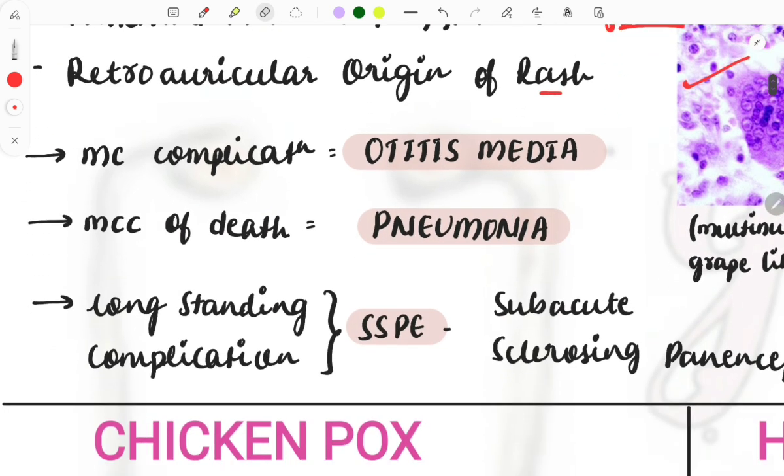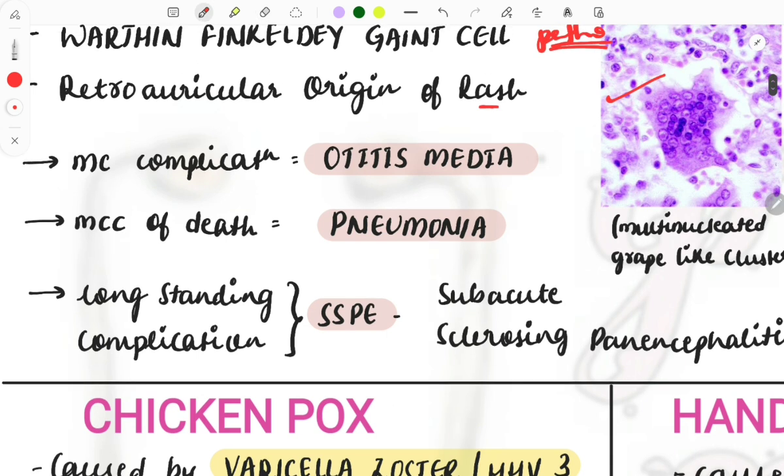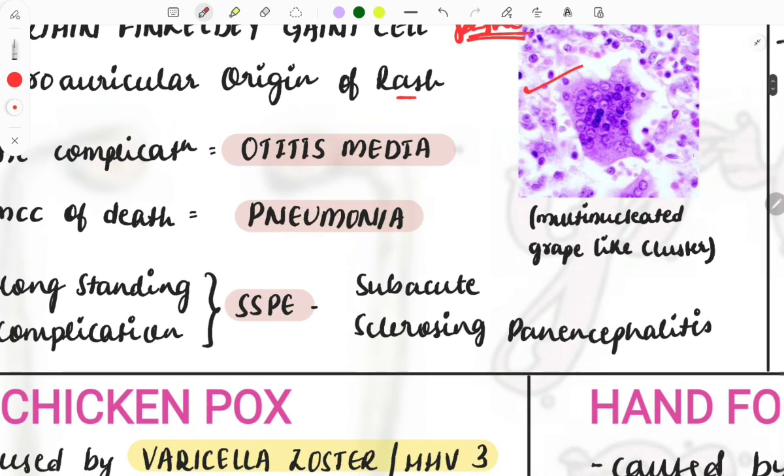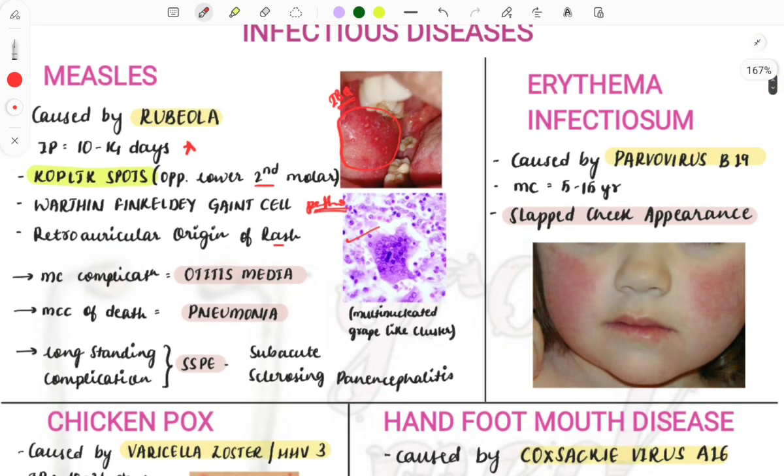Okay, so then moving on to the most common complication, it is otitis media, and the most common cause of death is pneumonia. And the long-standing complication seen is subacute sclerosing panencephalitis. Okay, so these are the important things from measles.